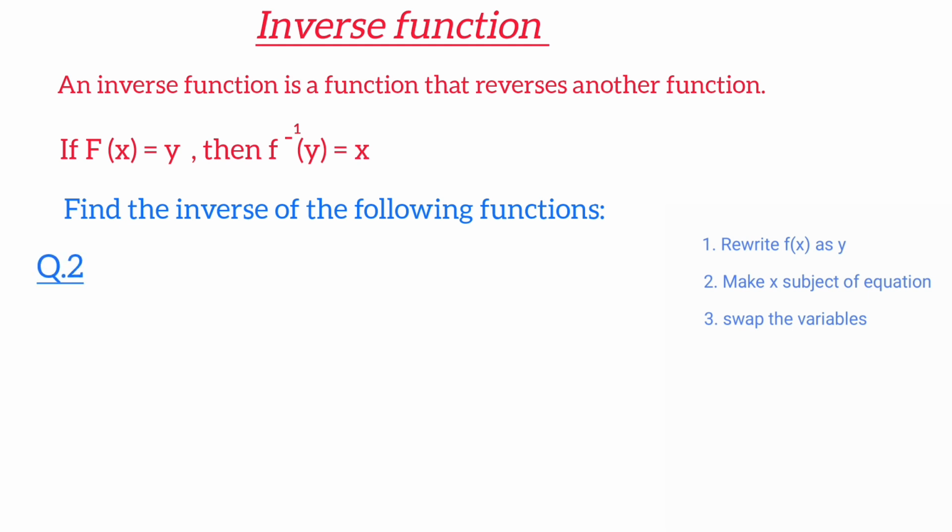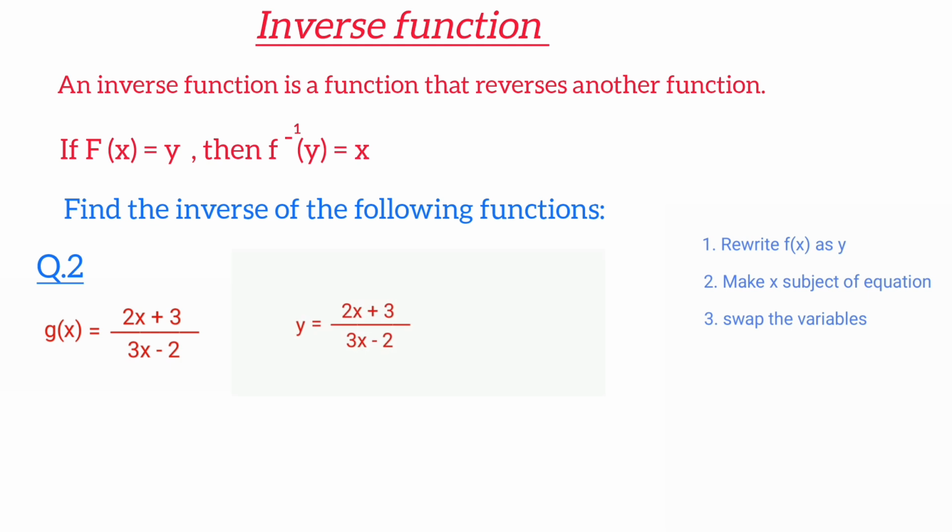Now, let's take a look at this example. We are still going to be following the previous steps. First, we rewrite g of x as y. Next, we make x the subject of the equation. And lastly, we swap the variables. That is, we write x in place of y and y in place of x. Now, rewriting g of x as y, this becomes y is equal to (2x plus 3) over (3x minus 2).